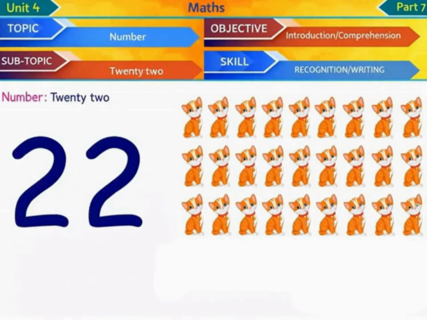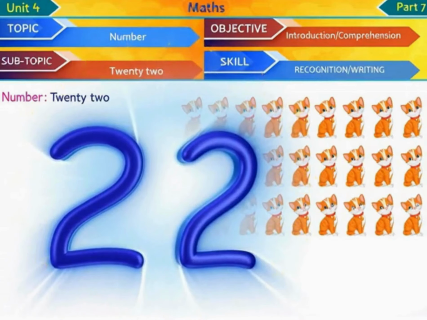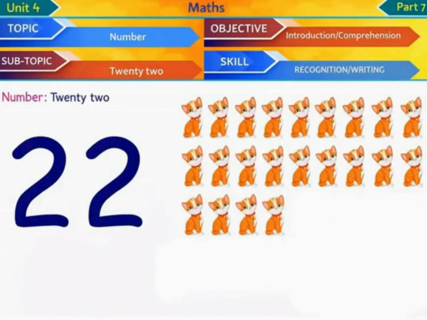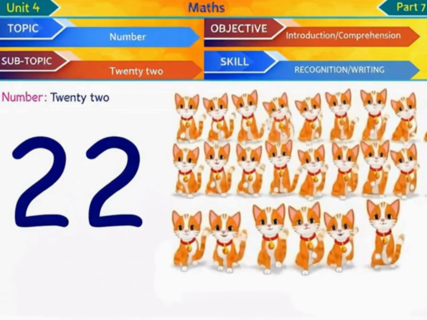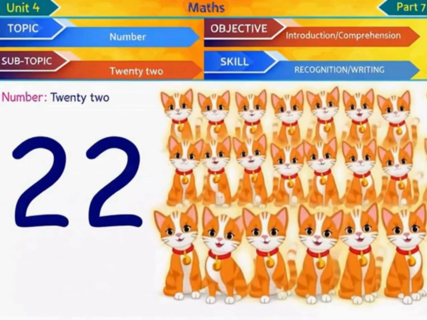Hello little learners. Today we are learning the number 22. Look at me, I am a big number on the page. I am 22. Hello little stars, we are cats. We are 22 cats on the page. We live in your house and you can play with us. We are very cute animals. Now our teacher will explain more to you.